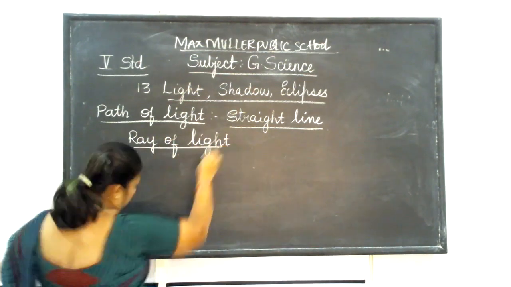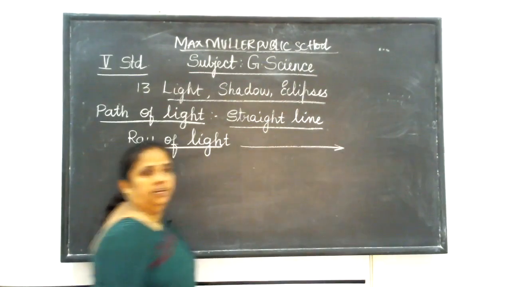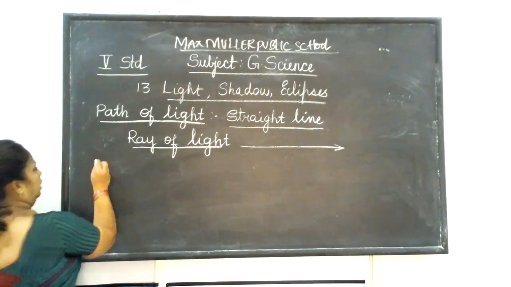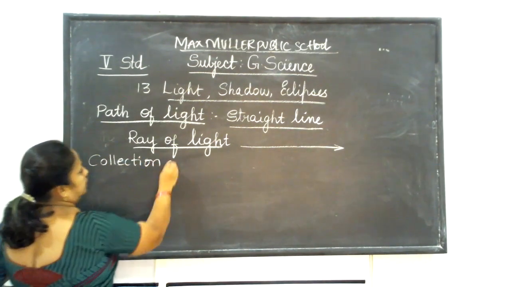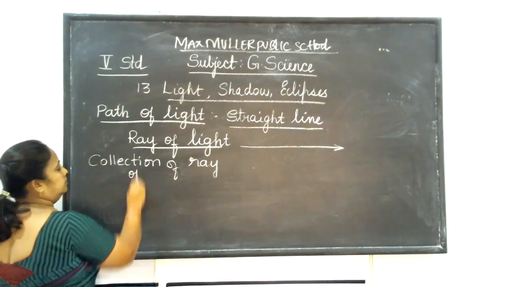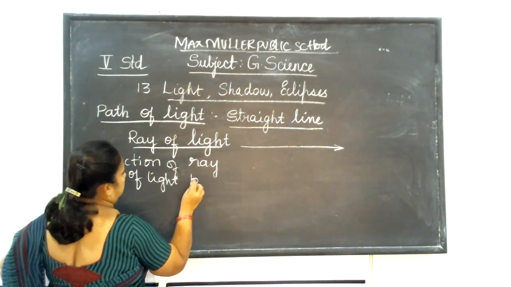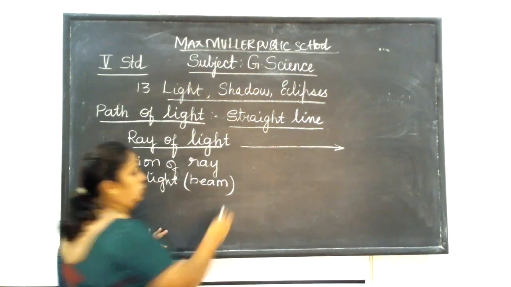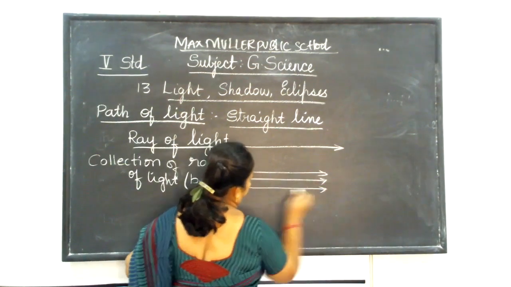It is called a ray of light. That means the straight line along which it travels. A collection of rays of light, when we put rays of light together, is called a beam.